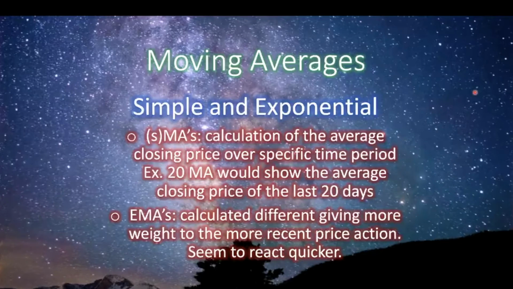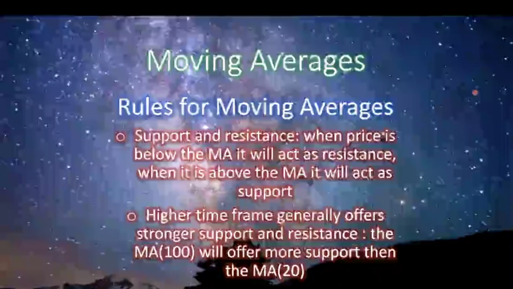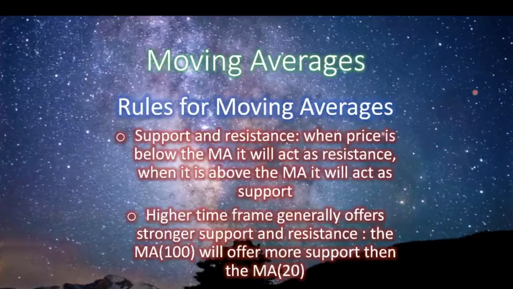Example, the 20 moving average, or the 20-day or 20 period moving average, would show the average closing price of the last 20 days. Now, exponential moving averages are calculated a little bit differently. They give more weight to the more recent price action, and they seem to react a little bit quicker. Some rules for moving averages: they typically act as support and resistance, meaning when price is below the moving average, it will act as resistance, and when it is above the moving average, it'll act as support.